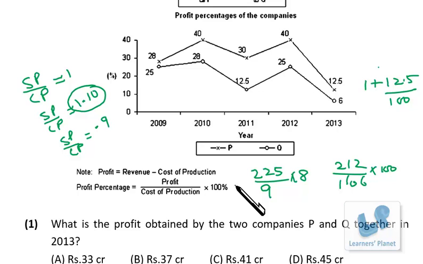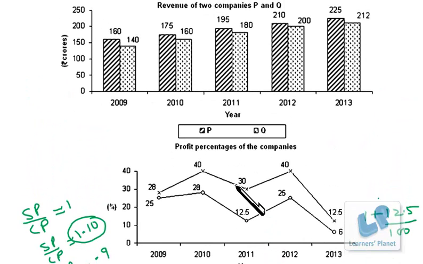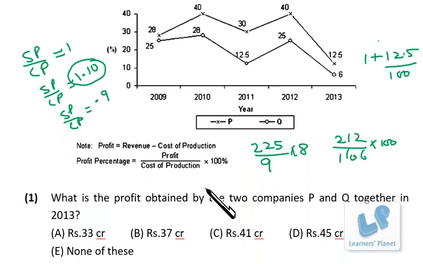And the total selling price we have is 437. So that is the total selling price, and this is the total cost price. If we deduct the total cost from the selling price, we will get the profit. It's 200 plus 200, that is 400. So 437 minus 400, we are left with 37 crore. So that is the profit of companies P and Q together for the year 2013.